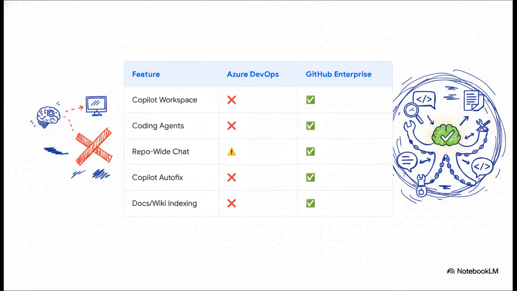And this table really just puts it all in black and white. When you look at these high-value agentic AI features, things like Workspace, the coding agents, Autofix, repo-wide chat that works on the web, they are all native to the GitHub Enterprise platform. By design, the AI you get with Azure DevOps is more limited, living primarily inside the developer's IDE.